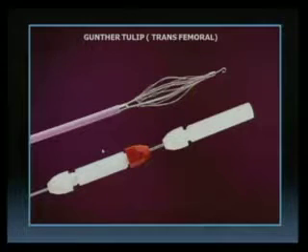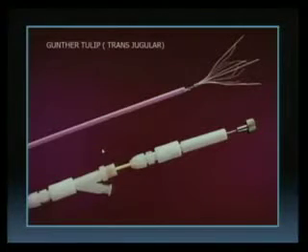The Contour tulip comes with the transfemoral approach. It is preloaded. This is the first retrievable filter in the market. There is a hook at the apex where you can retrieve it with a snare. And the other one is the transjugular. With the transjugular, you have to do some assembly before you place it into the IVC. You have to assemble it. The femoral is pre-assembled.